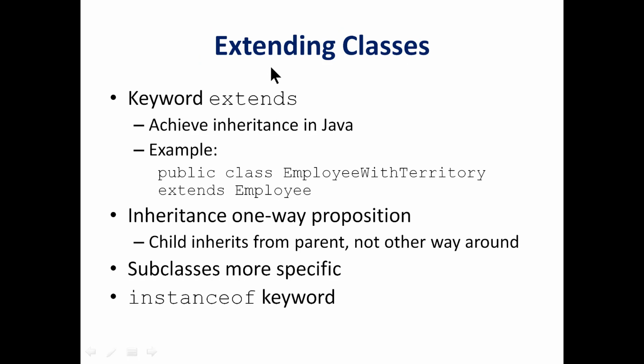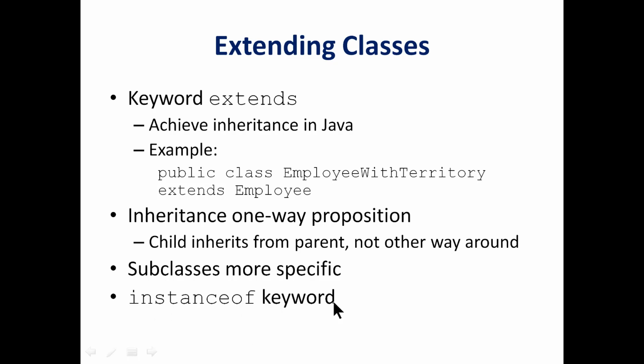For extending a class, we use the keyword extends to create a child. That is how we achieve inheritance in Java. I can extend a single class. I will be discussing multiple inheritance in another class. So: public class EmployeeTerritory extends Employee. Inheritance is a one-way proposition: the child inherits from the parent. The subclass is more specific. instanceof is a keyword by which we can check which class an object is an instance of. So this is something new.